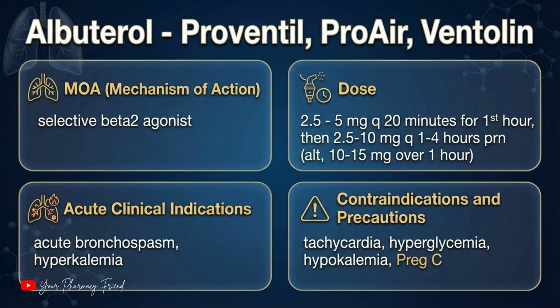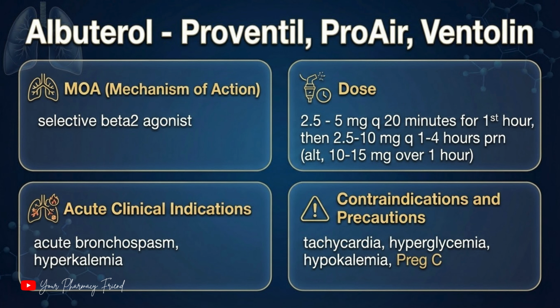Albuterol is primarily used for the treatment of acute bronchospasm, such as in asthma exacerbations or other obstructive airway conditions where rapid bronchodilation is required. It is also used as an adjunctive therapy in hyperkalemia, where its beta-2-mediated effect helps shift potassium from the extracellular space into the cells, temporarily lowering serum potassium levels. Now let's discuss the contraindications and precautions.